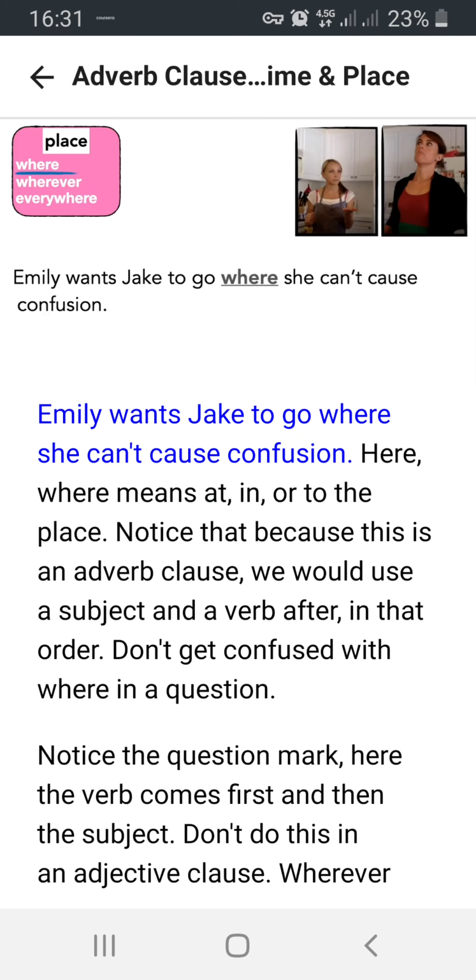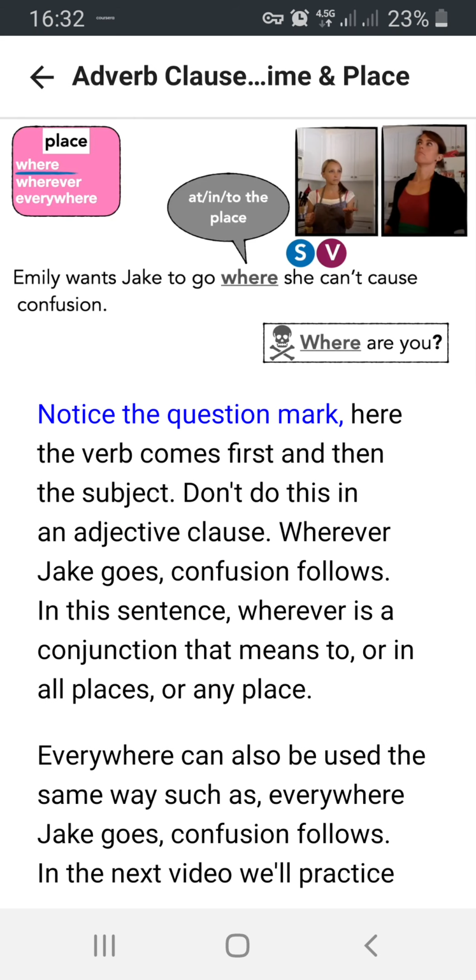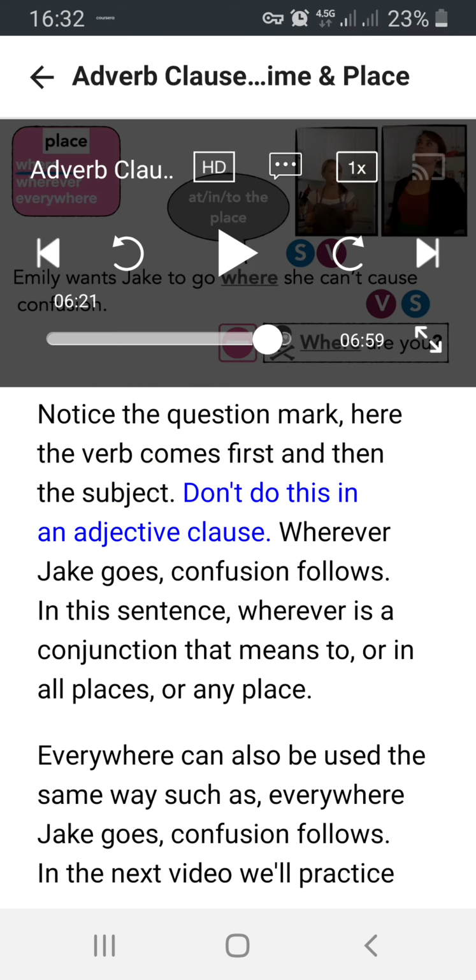Emily wants Jake to go where she can't cause confusion. Here, where means at, in, or to the place. Notice that because this is an adverb clause, we will use a subject and a verb after, in that order. Don't get confused with where in a question. Notice the question mark? Here, the verb comes first, and then the subject. Don't do this in an adjective clause.